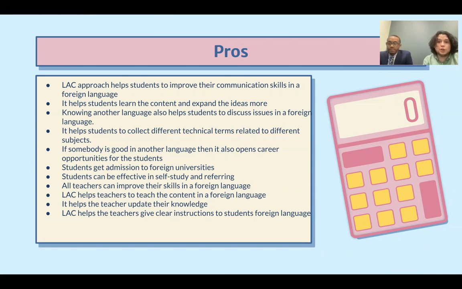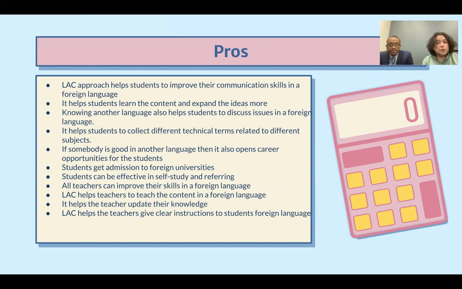Furthermore, knowing another language also helps students to discuss issues in that second language, right? So that's another really important thing that we want our English learners to be able to do, is to discuss issues and share their feelings. So this strategy helps a lot with that. It also helps students to collect different technical terms related to different subjects. So like you'll see in our demonstration, there are certain terms that are specific to certain subjects that this strategy can really help EL students to understand.